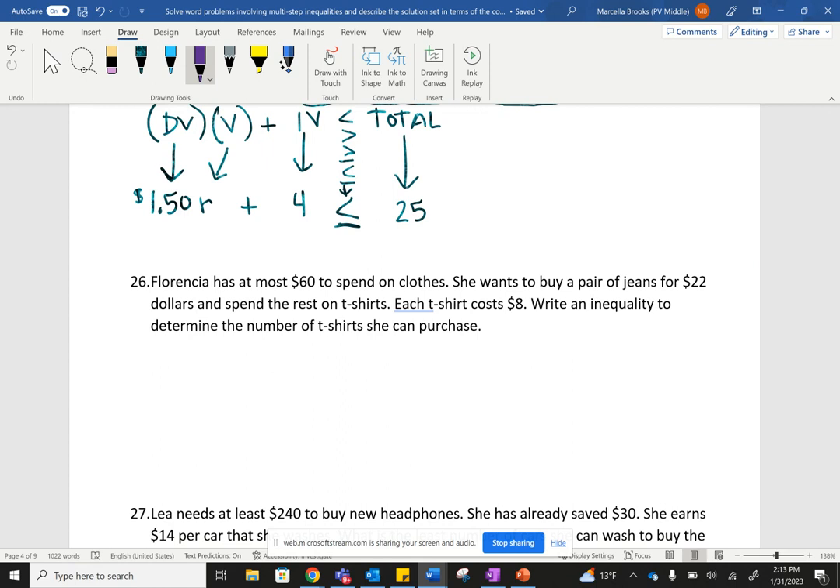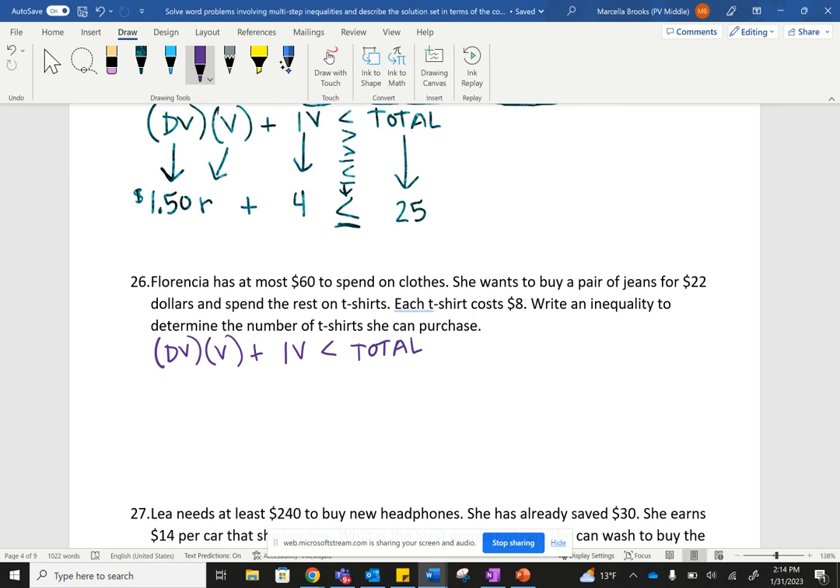So Florencia has at most $60 to spend on clothes. So let's do our DV, our V, and our IV. I'm just going to put one sign and our total. Okay. So Florencia has at most $60 to spend on clothes. She wants to buy a pair of jeans for $22 and spend the rest on t-shirts. Each t-shirt costs $8. Write an inequality to determine the number of shirts that she can purchase.